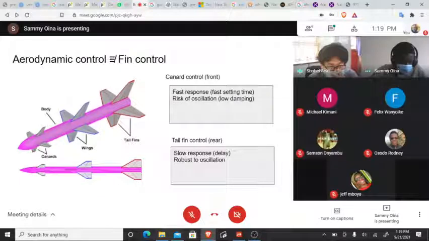Instead, we can utilize the tail fins, so that even though the response will be a bit slower, with a delay between the command and actual movement, it is very robust to oscillation. So I decided to make a simulation for the tail fins, but it's just a matter of the equation of motion, so I think I can easily apply my simulation to canards. Next.